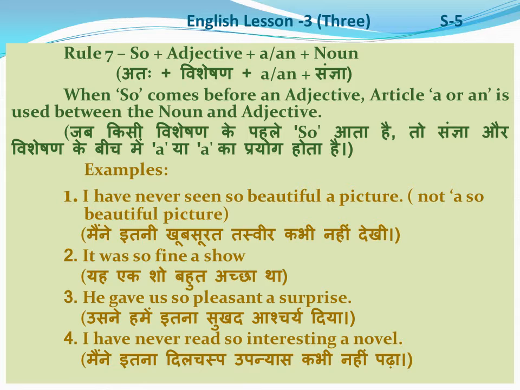So here, as per rule 7, after so only, between adjective and noun, the article a or an is being used in each and every example. So friends, study this rule and try to understand its applicability in English language. So we move to our next slide, slide number 6.